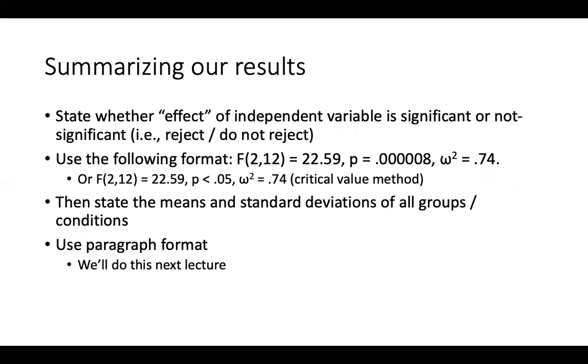All right. So the way that we summarize results from analysis of variance is we would simply state whether the effect of the independent variable is significant or not. Okay, so that's akin to rejecting or do not reject. And then our notation is given right here. We make a capital F, and in the parentheses, we're giving the between groups degrees of freedom, followed by the within groups degrees of freedom in that order.